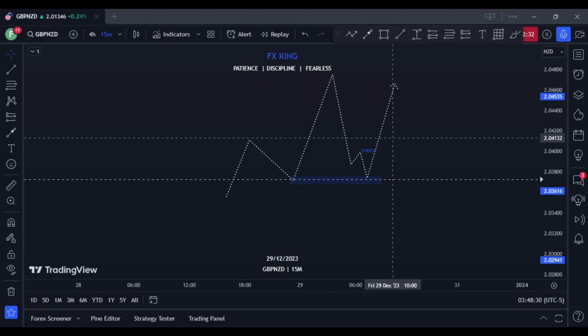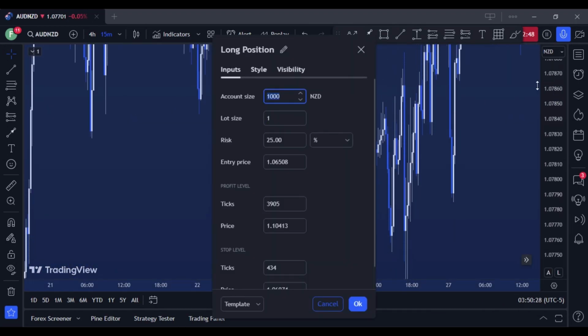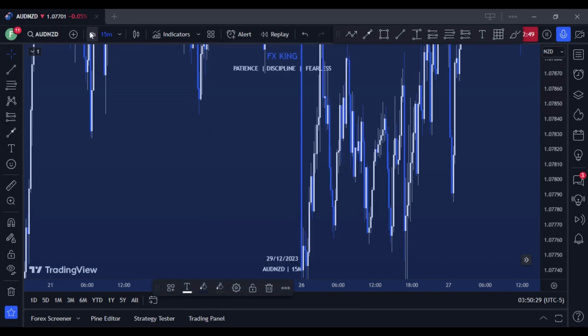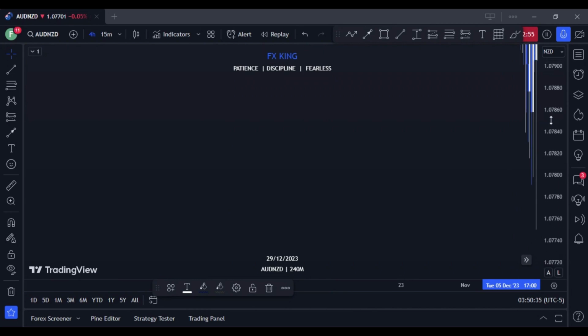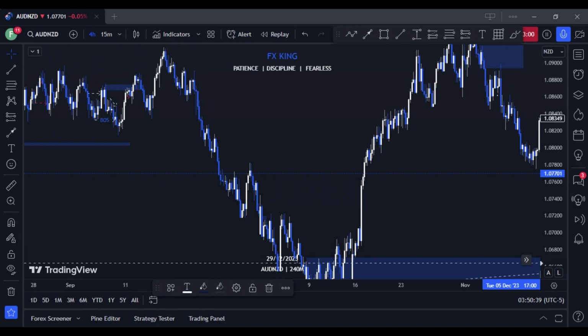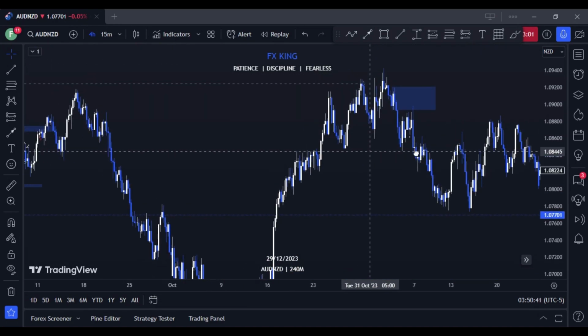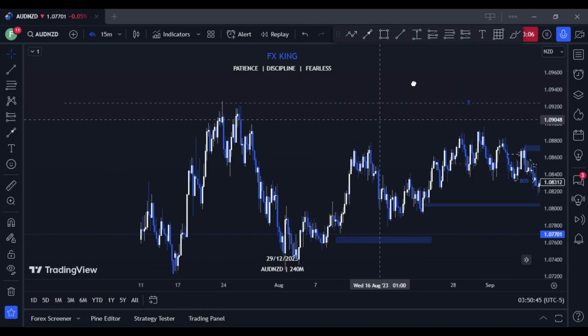So let's look at a practical example of this in the chart and how you can use it properly. I want to show you guys an example of a trade which I took somewhere on this chart.